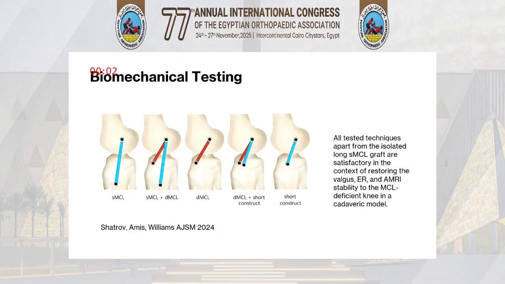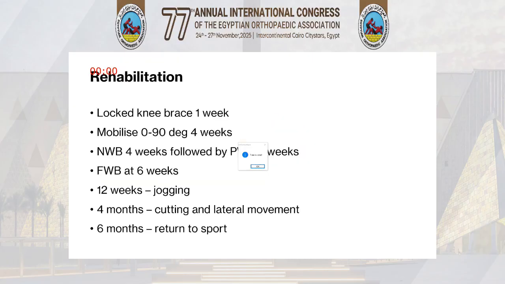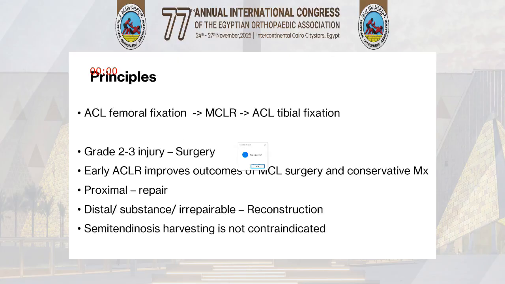Biomechanical testing is promising. It showed good rotational control with the newer reconstructions. Rehab after surgery includes a locked knee brace for 1 week, full weight bearing at 6 weeks, and return to sport at 6 months. The principles of surgery are to do ACL femoral fixation first, then MCL, then the tibial side of the ACL.